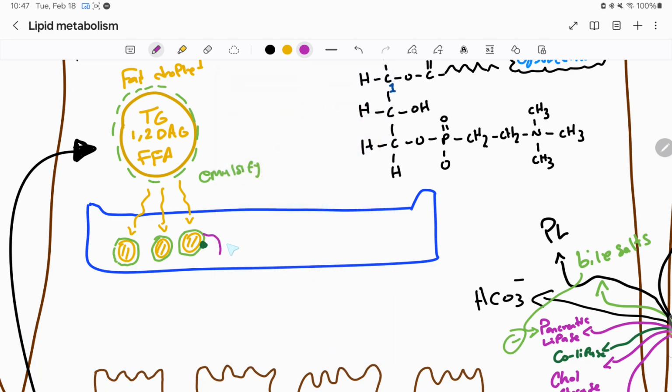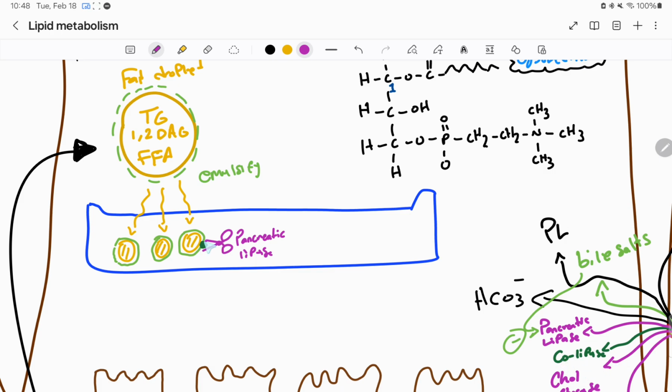So let's do it like this. Okay, so there you go. This right here in purple is the pancreatic lipase, and in green right there is the colipase.